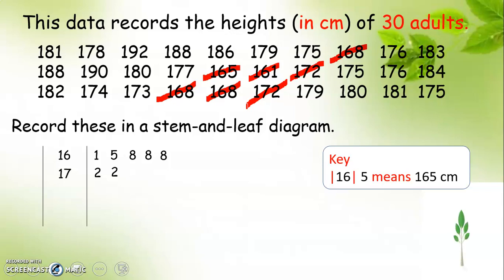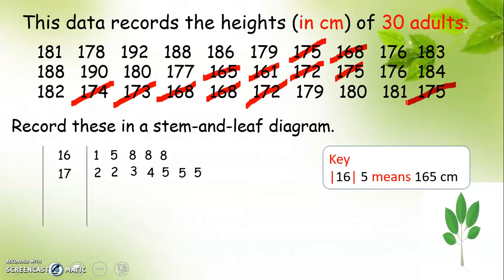Next to 172 is 173, so we will put the 3. Next to it is 174, so we will put the 4. Next to it is 175. How many 175? We have 2, so we will put 5, and another 5. Next is 176, so 1 2, it means I will put 2, 6. Next is 177, so I will put another 7.